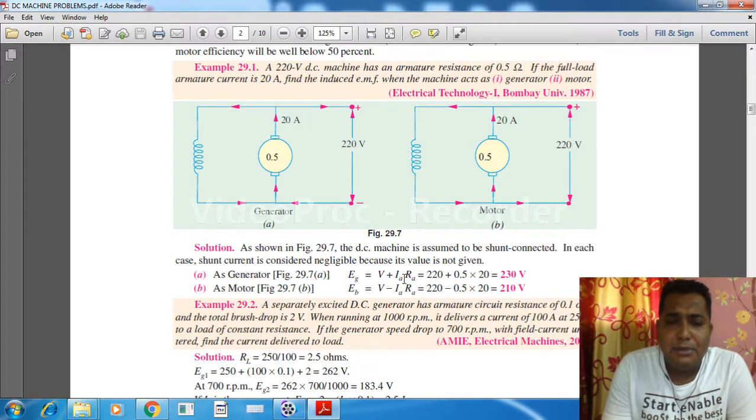And what is the Ia? Armature current, given. What is the Ra? That is the armature resistance. It is also given. So everything is given. V is given 220, Ia is given 20, Ra is 0.5. So we will get this answer.